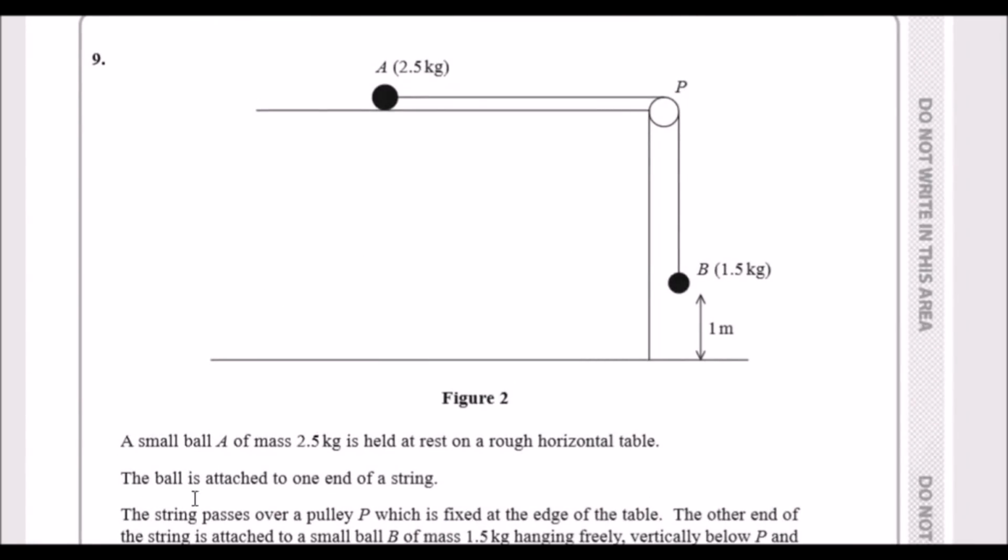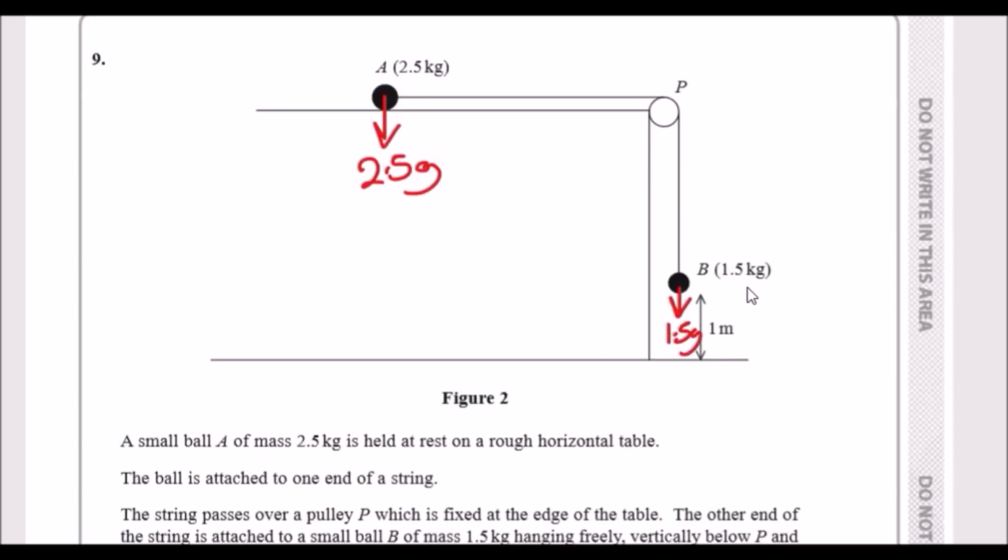A small ball A of mass 2.5 kg is held at rest on a rough horizontal table. So here's the mass A, and with these kinds of diagrams, always draw forces. Here I'm going to draw a downward force because it's held at rest, and that's representing the weight of 2.5 times the gravitational value of 9.8. So that's done. And of course, just looking at B, we can put 1.5g here as well.